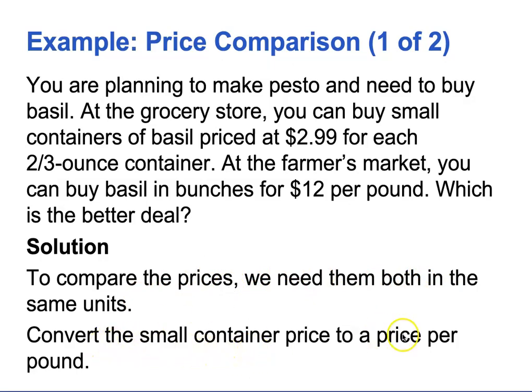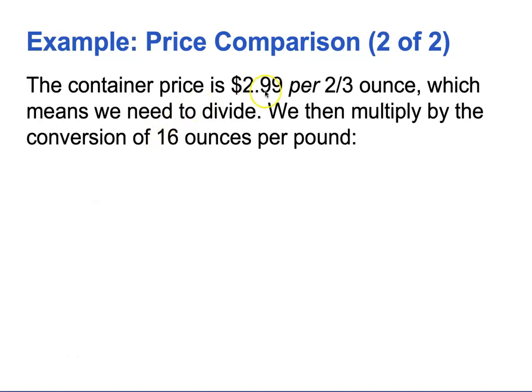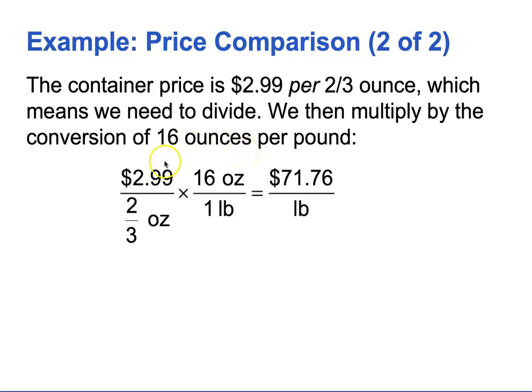Convert the small container price to the price per pound. So they're telling you that you want to change this from ounces to how much you're paying per pound. Because you're paying $12 per pound at the farmer's market, we want to convert here and see how much you would be paying per pound at the grocery store. All right, so let's just organize our information. It's $2.99 per 2/3 ounce, which means we have to divide. Then we're going to multiply by the conversion. If you look in the chart in your book or on the paper that I gave you, there are 16 ounces per pound. So we're going to have to convert from ounces to pounds.